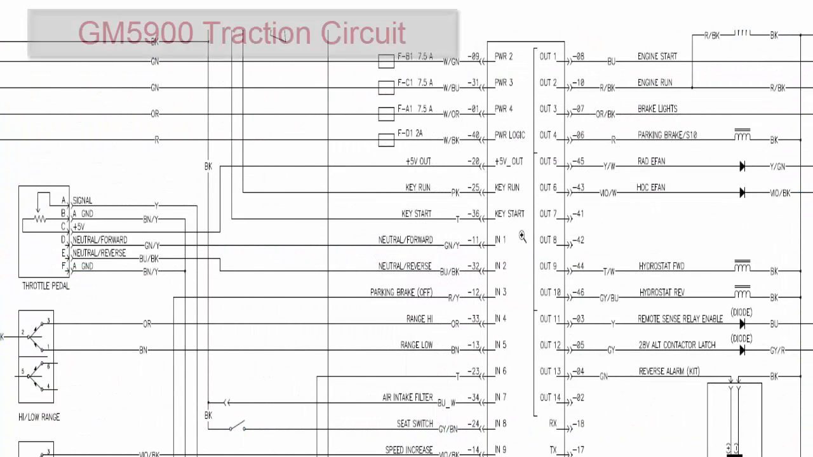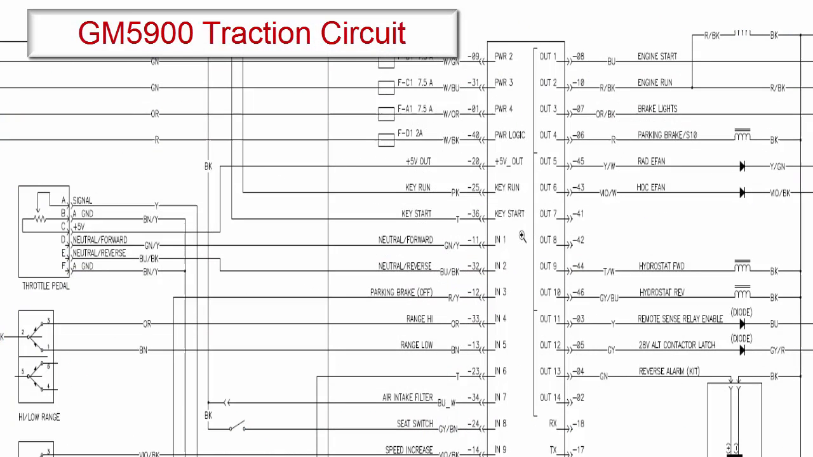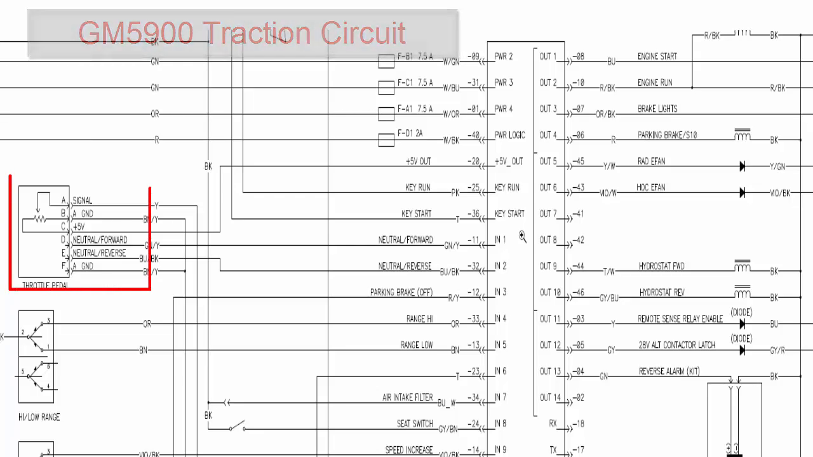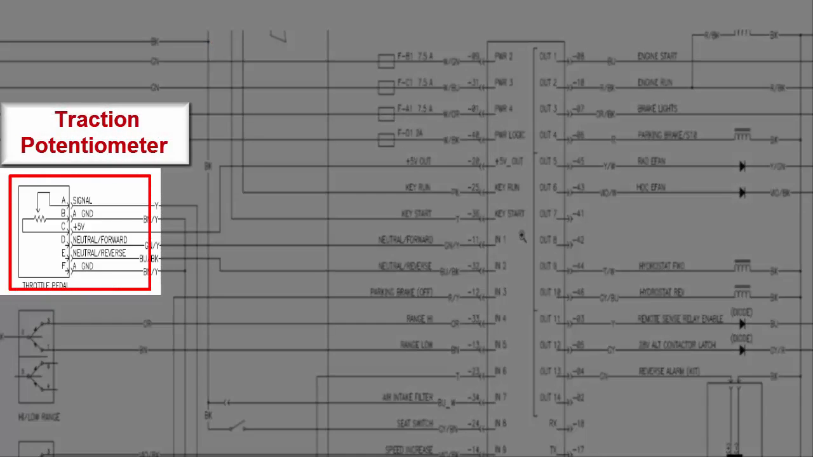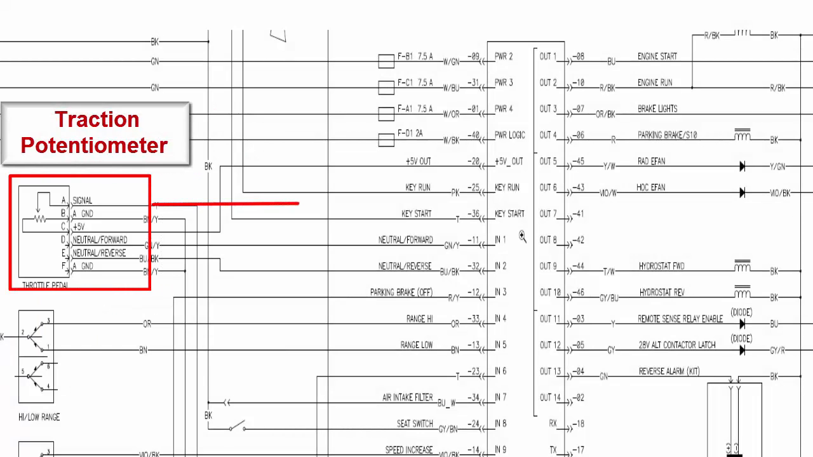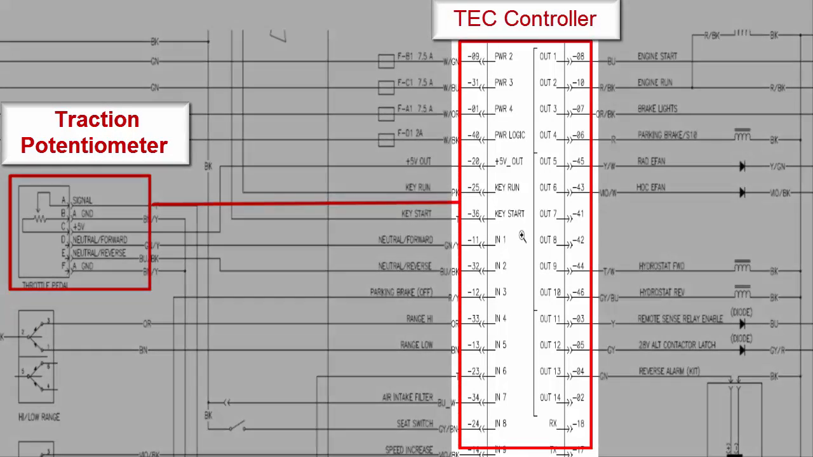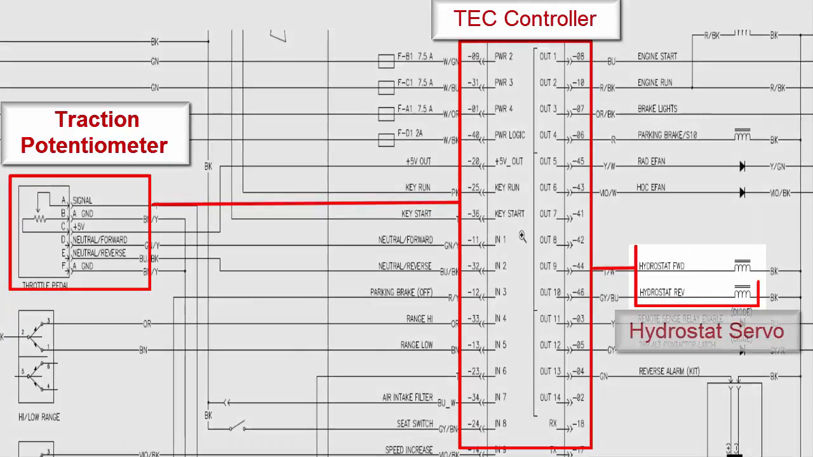The last example is a traction circuit used on a GM5900. Again, ToroScope is very good at displaying analog signals. So when trying to troubleshoot a traction control circuit or drive-by-wire, we need to know if the control, or in this case the traction potentiometer, is commanding a traction signal to the Tech controller, and then that the Tech controller is commanding a signal to the servo in the hydrostat to move the machine.